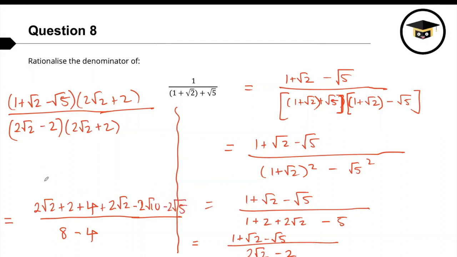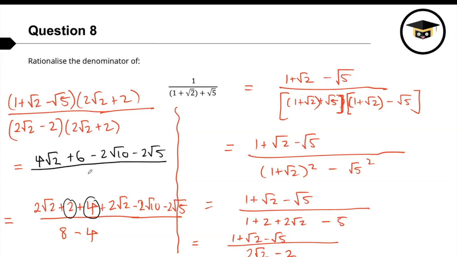Okay, that's a lot of numbers, but we can finally start simplifying. I might use a different color to differentiate the final answer. So 2 root 2 plus 2 root 2, we're going to get 4 root 2. Great, 4 root 2. 2 plus 4 is going to be 6. And then minus 2 root 10, then minus 2 root 5. And then this is all over 4.